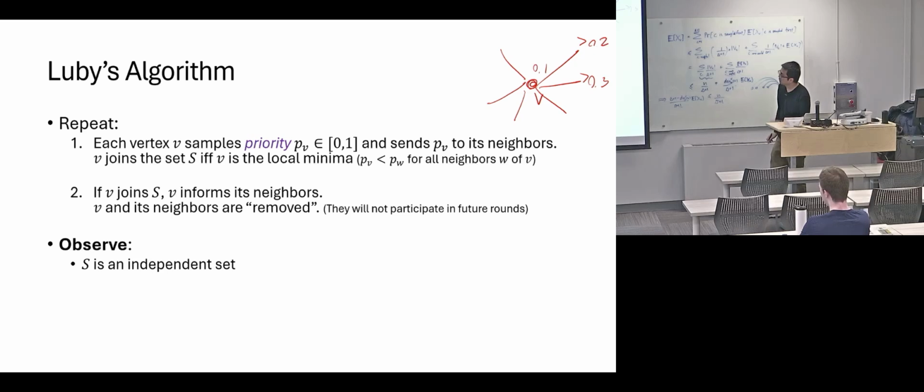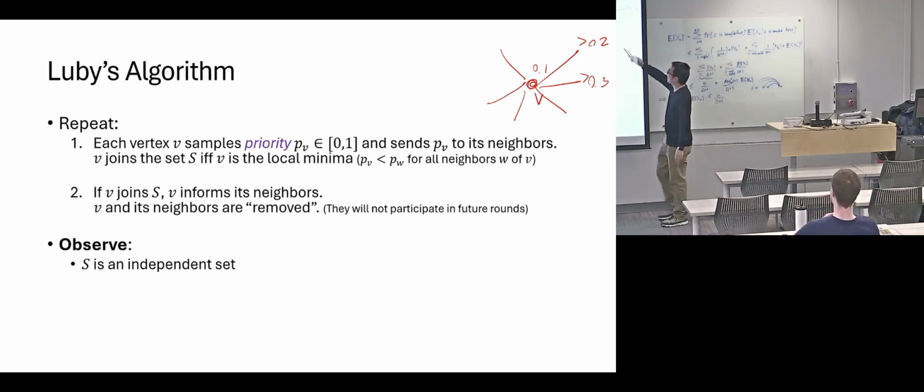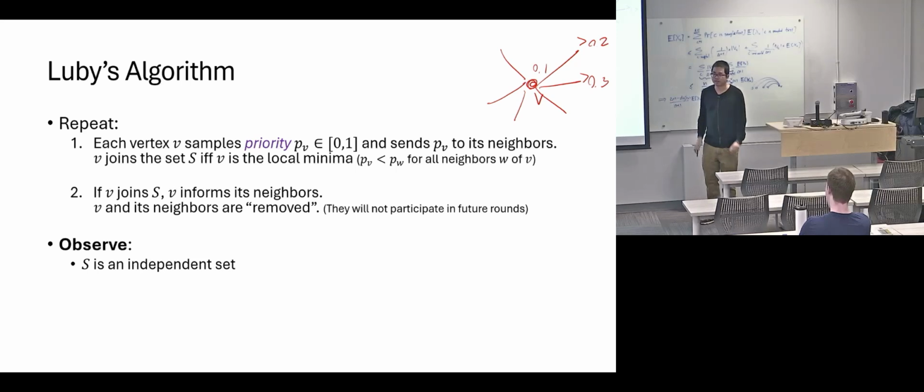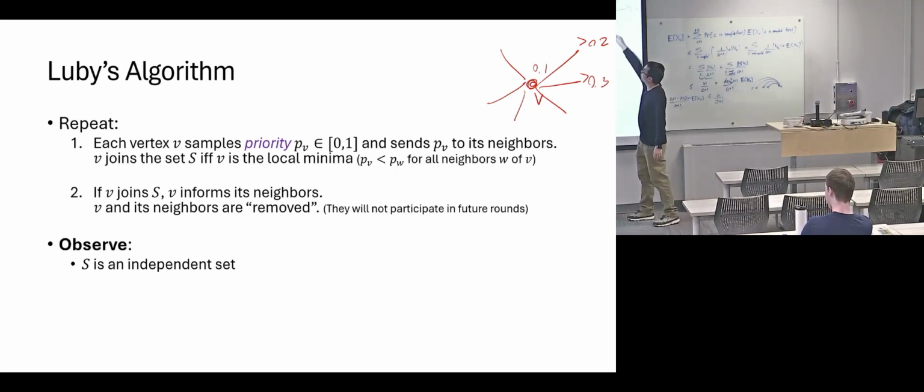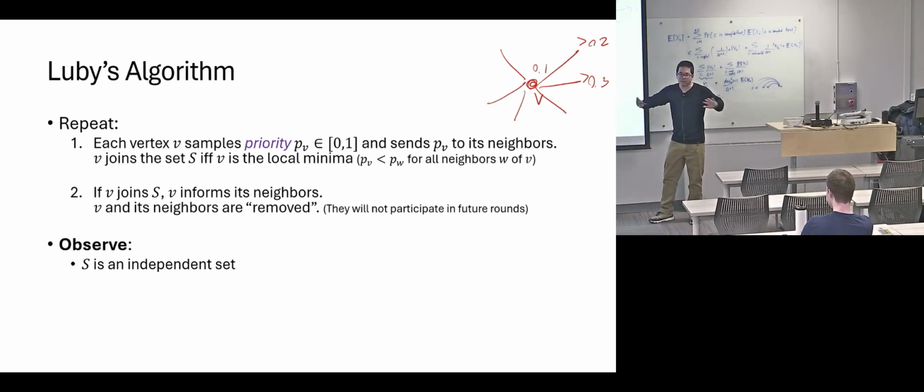So I hope you are convinced that this algorithm will produce an independent set. Because whenever I add V into the set, it's not adjacent to anyone. And when V joins the set, in that round it removes all of its neighbors too. So the neighbors of V cannot join the independent set in any future round. So this set remains independent.